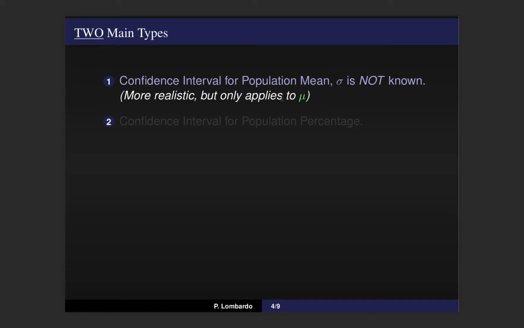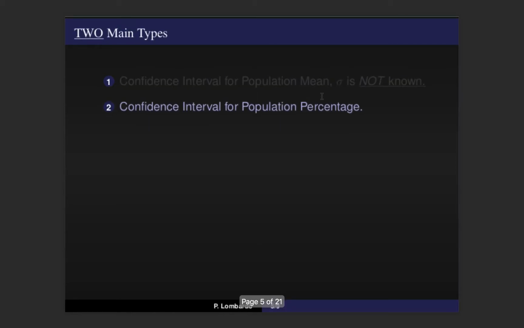The only limitation here is that it only applies to one type of parameter estimation, right? So this is only working for population means. So I can estimate the mean income, or I can estimate the mean age in a group, but I can't use this approach to estimate what percentage of the population has blue eyes. To do that, we need to consider a different confidence interval, one that estimates a population percentage.